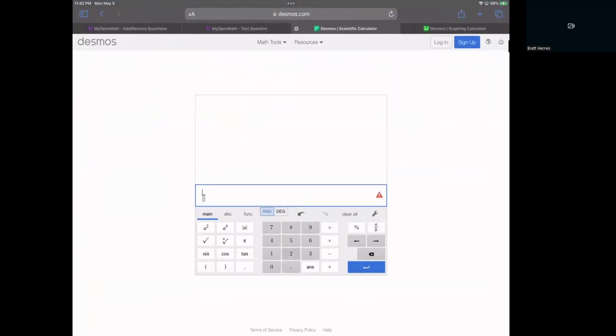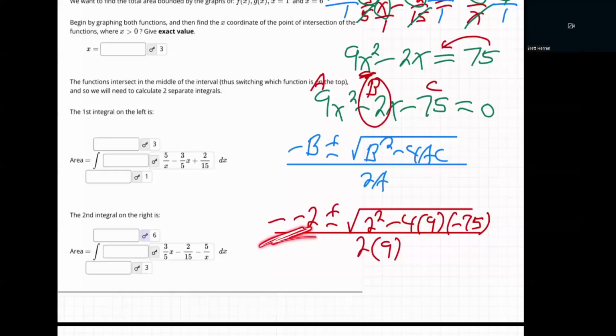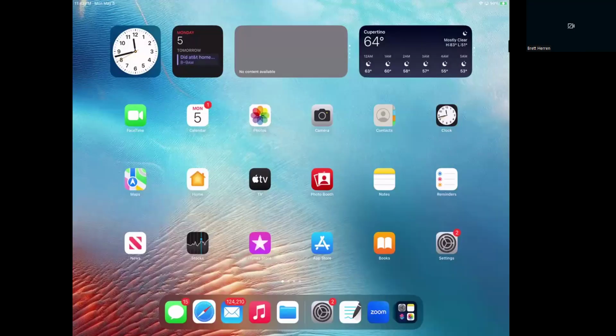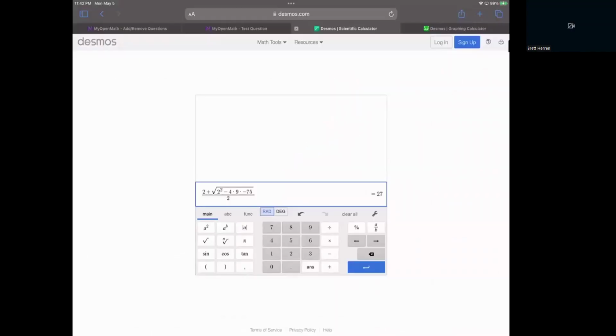So it's going to be a fraction: 2 plus the square root of 2 squared, right? Because this is negative, negative, these two are going to become a positive 2. Plus or minus 2 squared minus 4 times 9 times negative 75, over 2 times 9. There we go. And the answer is 3.